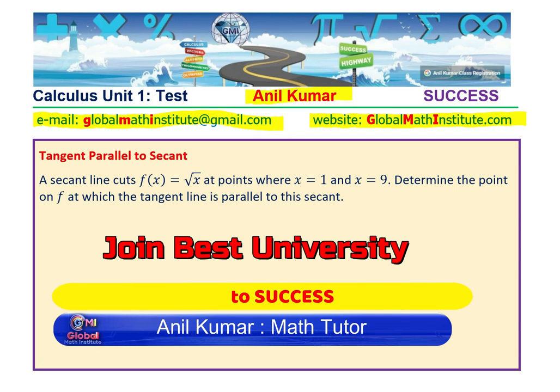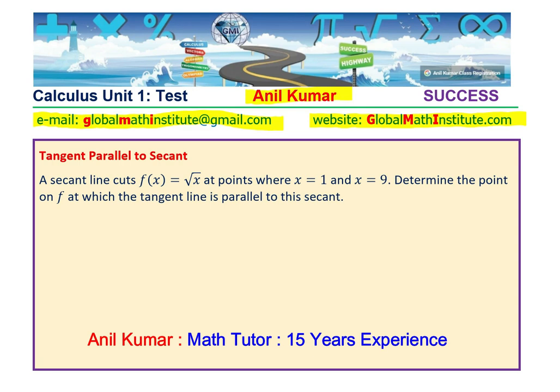Here is an introductory Unit 1 Calculus test question. A secant line cuts f of x equals square root x at points where x equals 1 and x equals 9. Determine the point on f at which the tangent line is parallel to the secant. So derivatives give you the slope. We need to find the slope of the secant line and then a point on the curve where the slope matches. Let's try to visualize the situation.